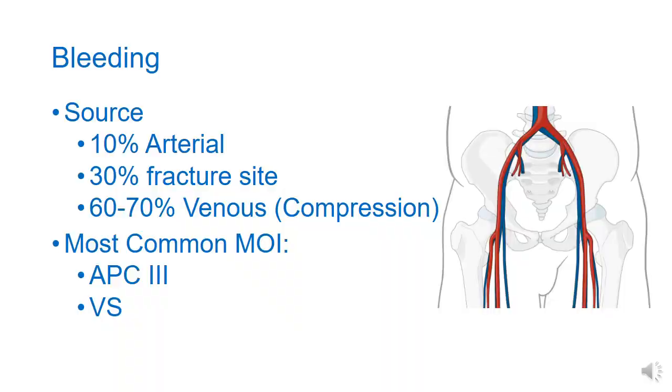The sources of bleeding in the pelvis: the most common source is venous, and this is good news because if we compress the pelvis, this venous bleeding will stop. 30% is from the fracture site and only 10% arterial. Again, the most common mechanisms of injury in a bleeding unstable pelvis are those with high grade of instability rotationally and vertically: anteroposterior compression grade 3, and what else? Vertical shear, right?